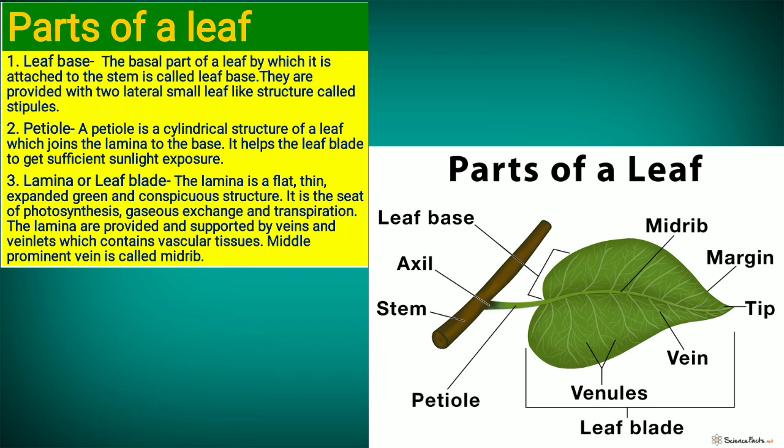The lamina is provided and supported by veins and veinlets, which contain vascular tissues. The veins and the veinlets are the pathways through which the vascular tissue runs from the middle prominent vein, which is called the midrib.